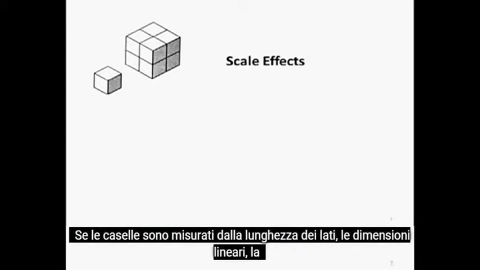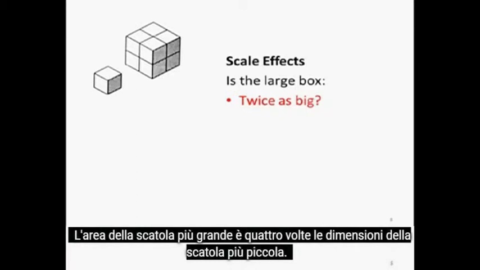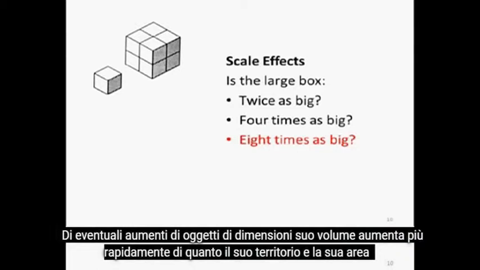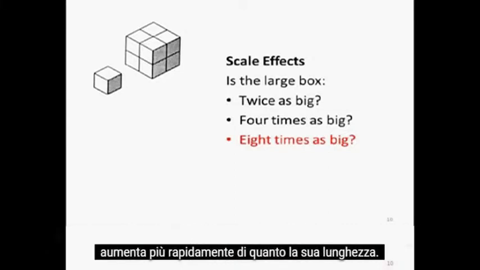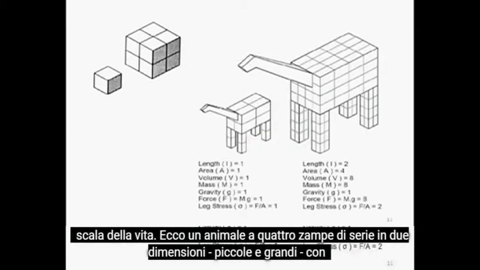If the boxes are measured by the length of their sides, their linear dimensions, the larger box is twice the scale of the smaller box. The area of the larger box is four times the scale of the smaller box. The volume of this larger box is eight times the scale of the smaller one. As any object increases in size, its volume increases quicker than its area, and its area increases quicker than its length. It is this mathematical relationship between length, area and volume, which limits the maximum scale of life.